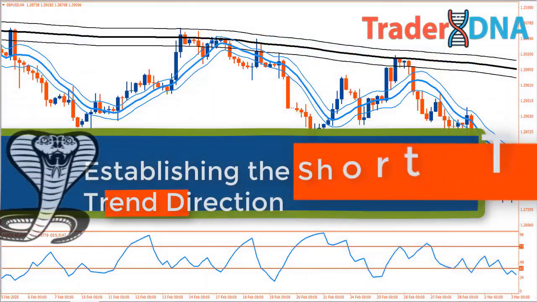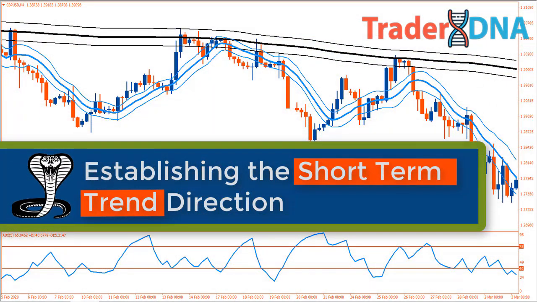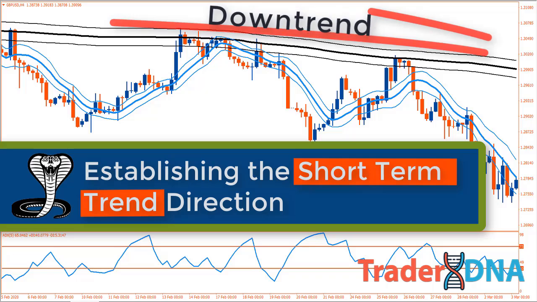Establishing the short-term trend direction. This is the first element of the new MADX Cobra system. The idea is very simple and the basis of just about every trend-following system ever devised. We only trade in the direction of the trend. So the first thing that needs to happen is for us to establish the direction of the short-term trend and then get ready to trade in that direction.